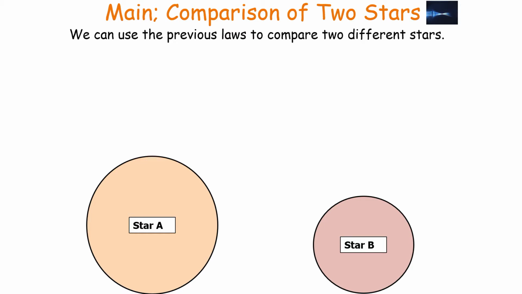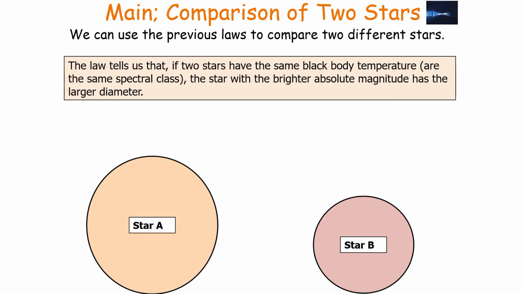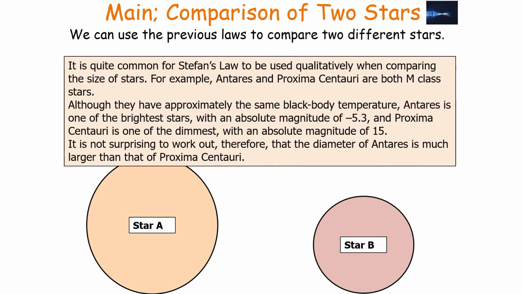Now we can use the previous laws to compare two different stars. The law tells us that if two stars have the same blackbody temperature, the star with the brighter absolute magnitude has the larger diameter. Although they have approximately the same blackbody temperature, for example Antares is one of the brightest stars and Proxima Centauri is one of the dimmest stars.